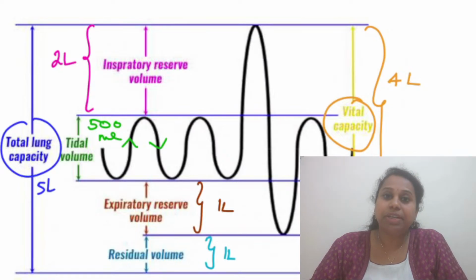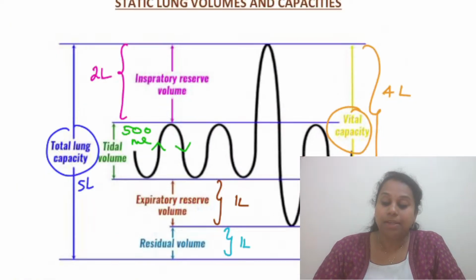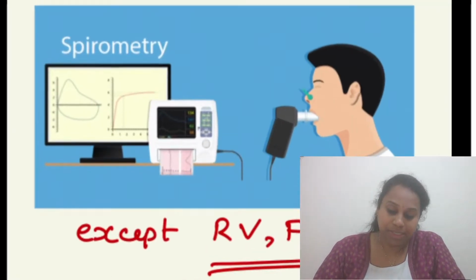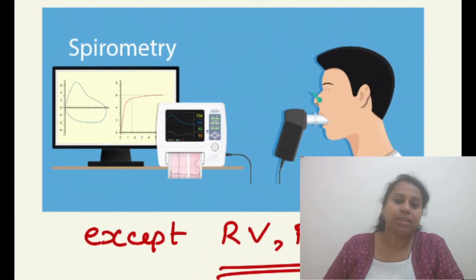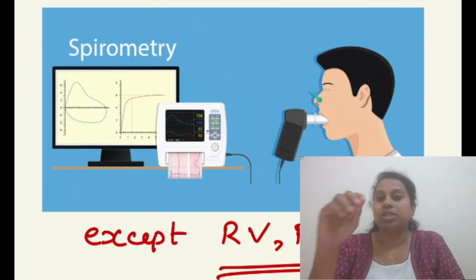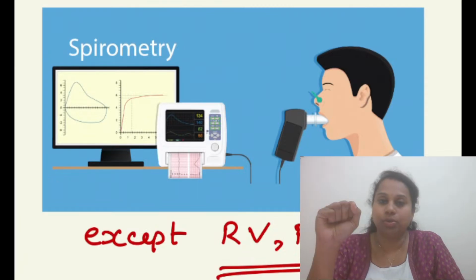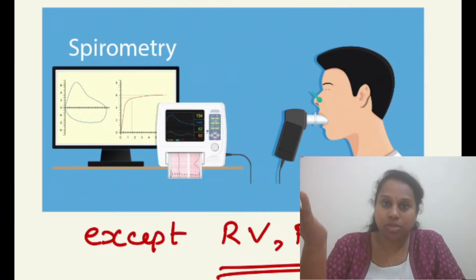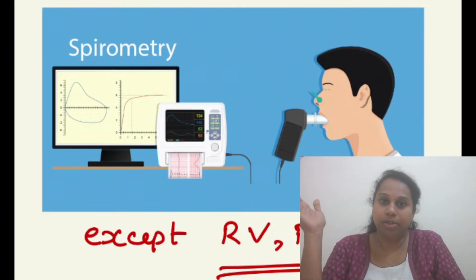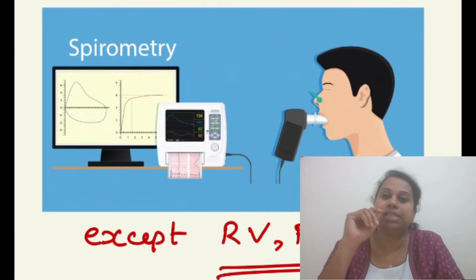And what is the name of the technique that you do this with? Have you done this? Yes, that's called spirometry, a spirometer. This is a digital spirometer. In a spirometer, it's a small tube which you put into your mouth and you have to breathe into the tube. Whichever air goes into the tube, that's connected to the monitor, and the monitor will draw this graph for you. It will give you all the volumes and capacities.